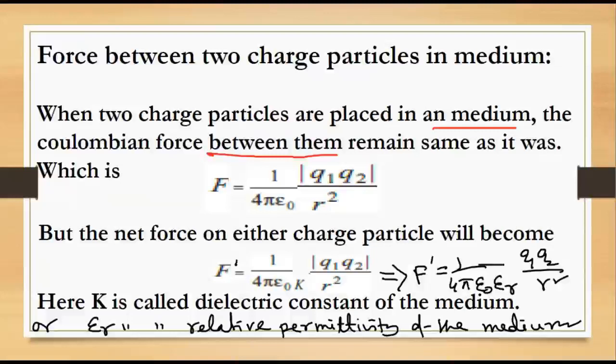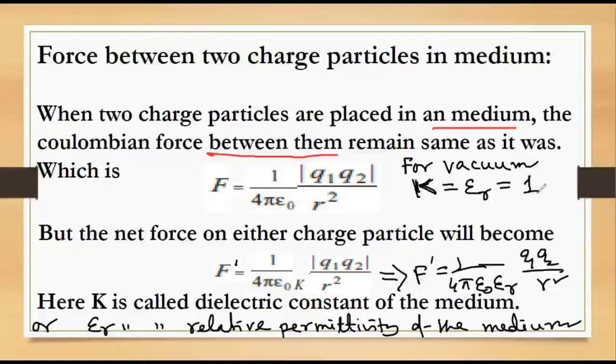The value of relative permittivity or K will be given to you. For different media it will be different. So let me write for vacuum and for metal. For vacuum, K, capital K. This is capital K, not small k. Small k is the Coulomb's constant. Capital K or ER.